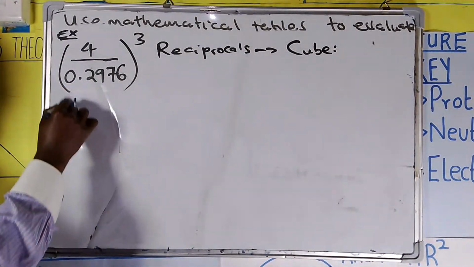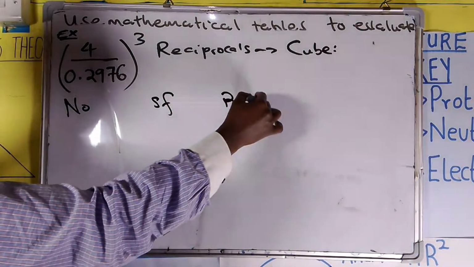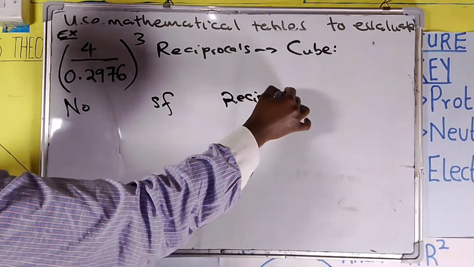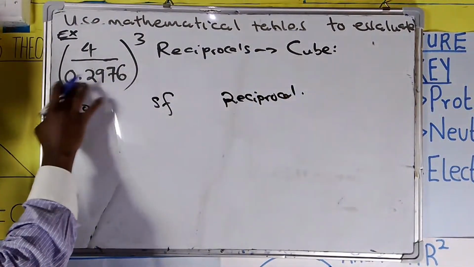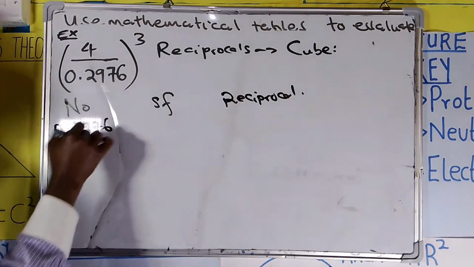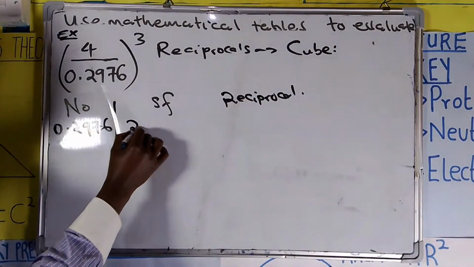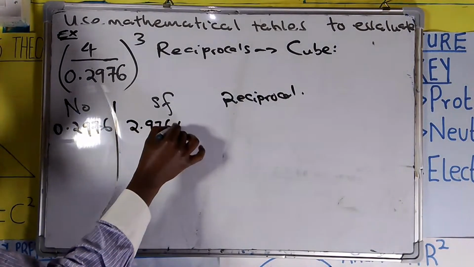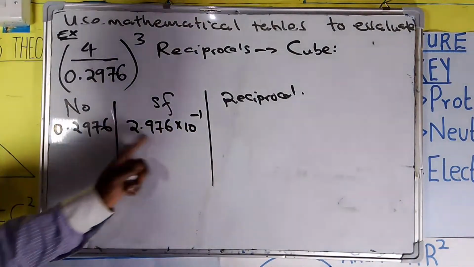So we have number, we have standard form, then we have reciprocal. With this, we will start with this number here. It will be 0.2976. So let's write it as standard form. It will be 2.976 times 10 to power negative 1. Then let us find the reciprocal.